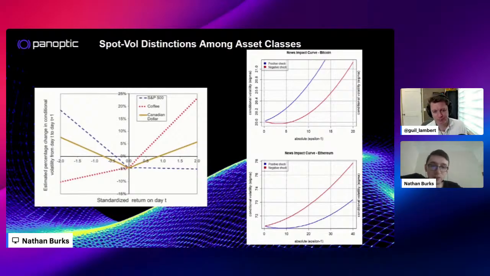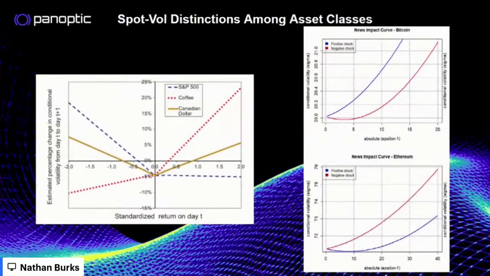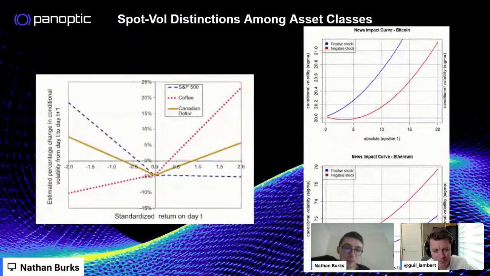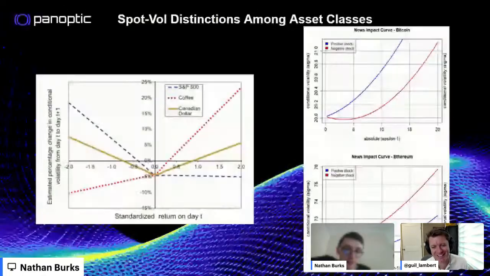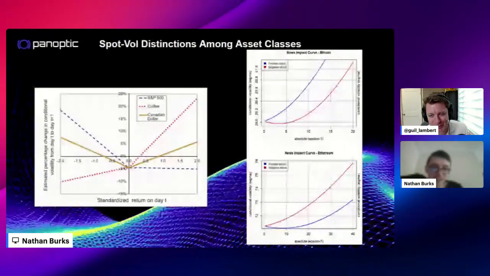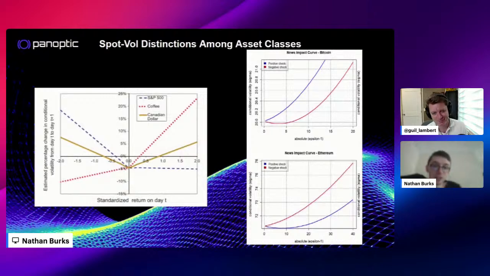For BTC and ETH, you see that the positive shocks have a higher impact on volatility than the negative shocks for Bitcoin, at least for this sample, but for ETH it's the opposite, where the negative shocks have a higher impact. So Bitcoin is a little bit more like coffee, with upside risks.